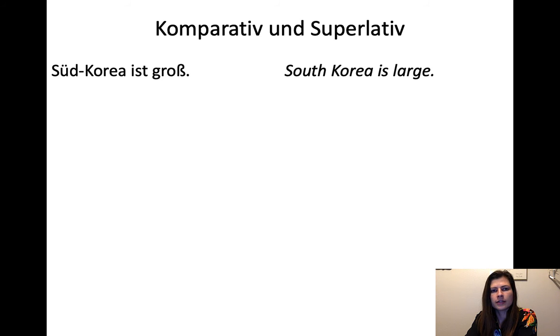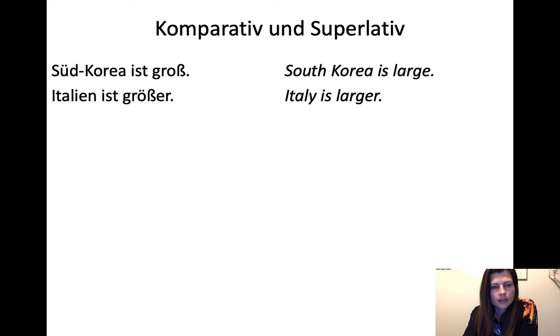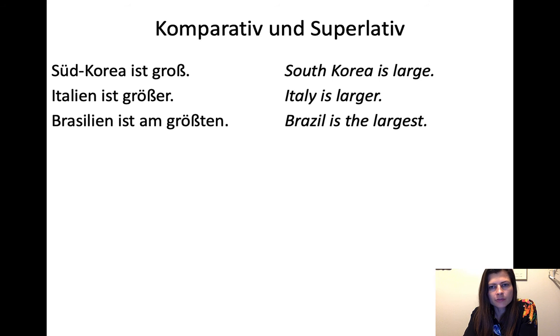Komparativ und Superlativ. So now we have a few more examples to show how this works. Südkorea ist groß. That's just a normal adjective. South Korea is large. Italien ist größer. Italy is larger. Now we've got that ending, er. So that's a normal comparative. Large, larger. Groß, größer. Then we have Brasilien ist am größten. Brazil is the largest of all these three.